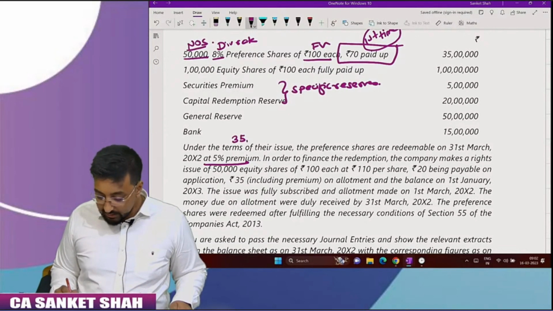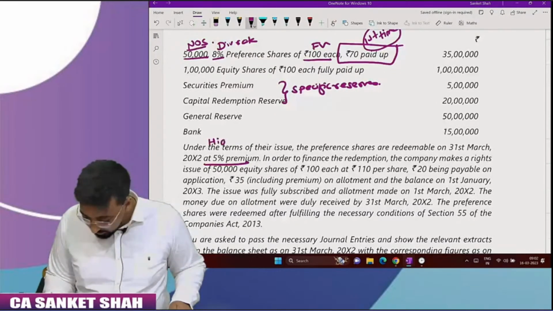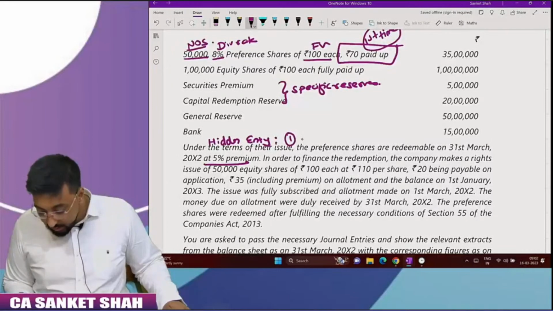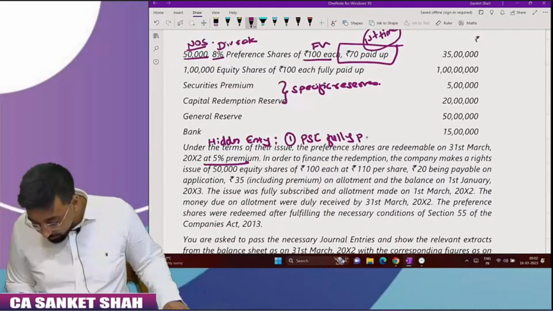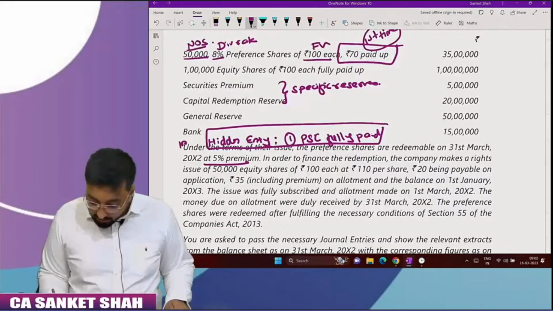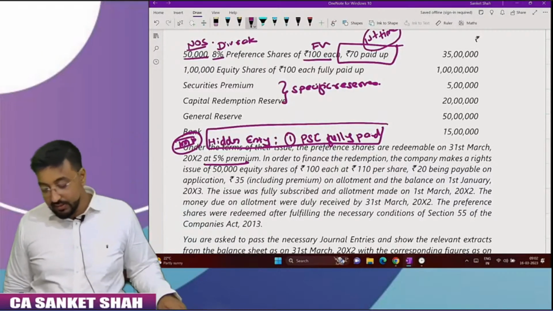What is the first thing? First thing is that it is a hidden entry. So what am I expecting from you? The first hidden entry is preference shareholders, preference share capital fully paid up. So this is the hidden entry. Write down why this is important, because there is a hidden entry.